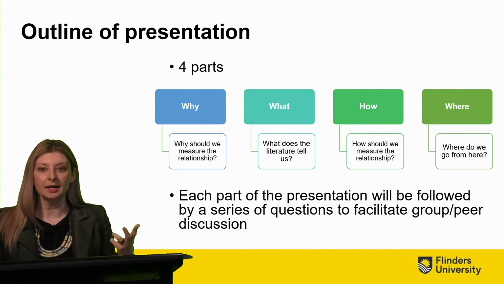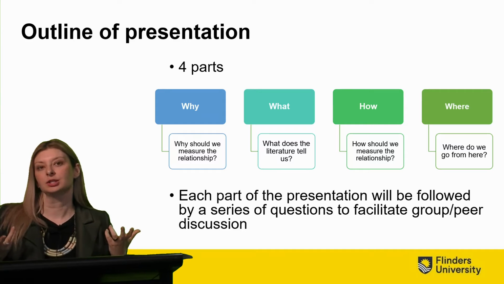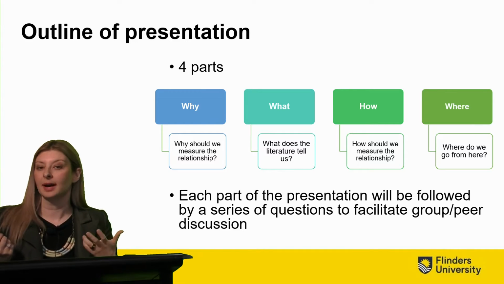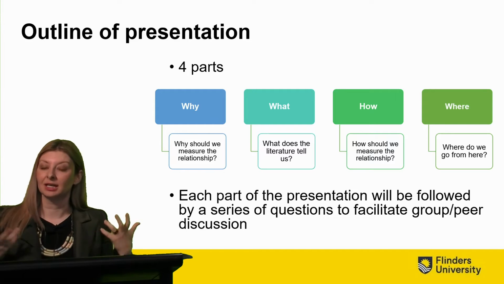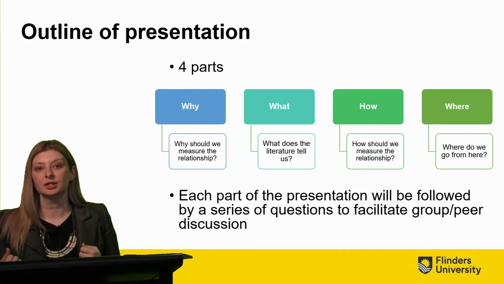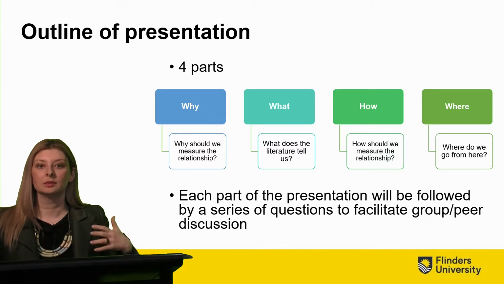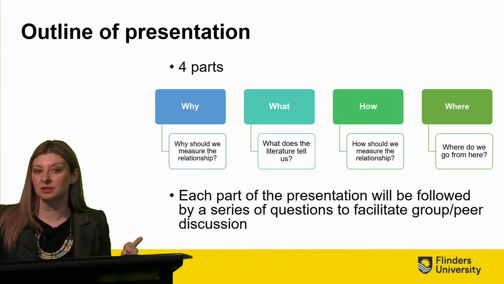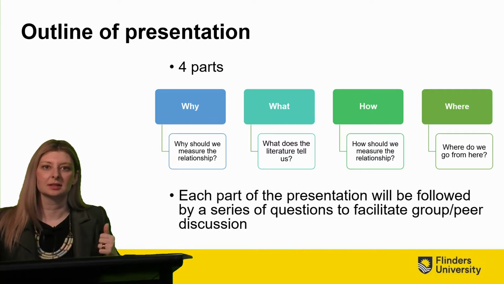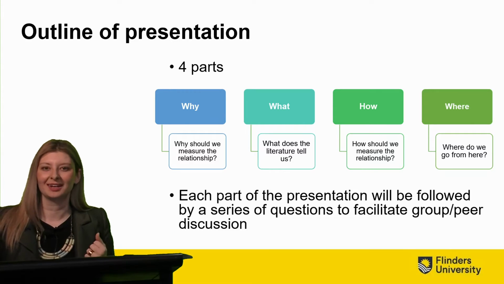So in the why, we will look at why the relationship is so important and why we might measure it. In the what, we will look at what does the literature tell us about measuring the relationship. In the how, we will discuss some key issues around how the relationship should best be measured. And in the where, we discuss where do we go from here? What are the next steps?